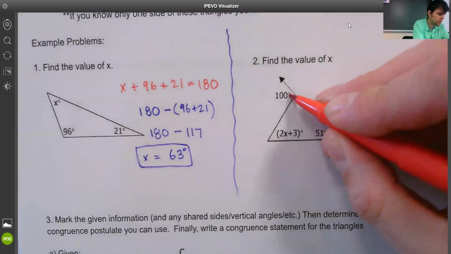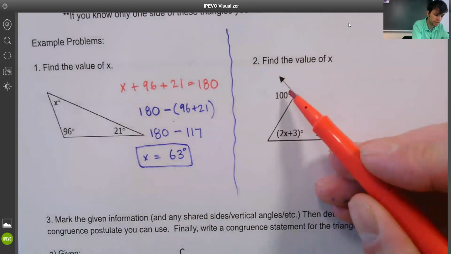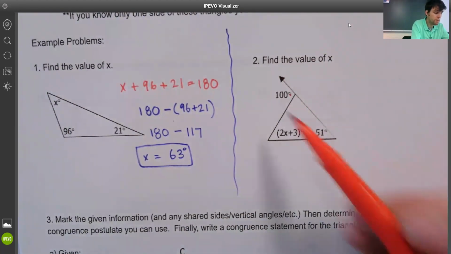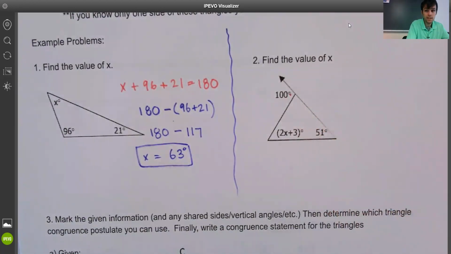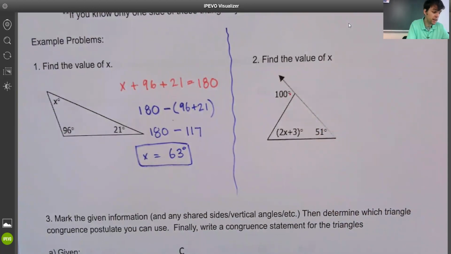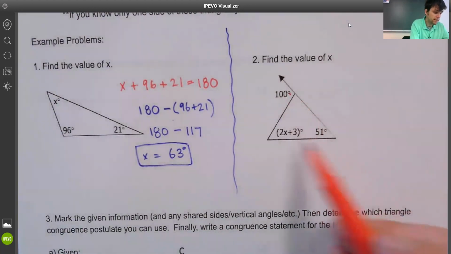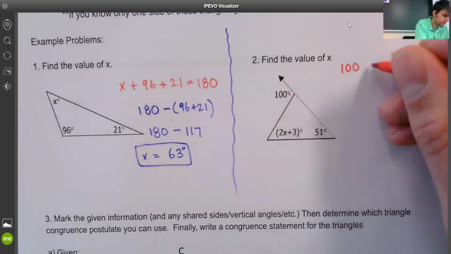The exterior angle, which is this angle that's on the outside, created by one of the sides extending out, right? So this 100 degree angle is an exterior angle. The theorem says that the measure of this angle is equal to the sum of the non-adjacent or remote interior angles. So not this one, because this one is adjacent to it, but the sum of these two angles. So that equation would look something like this.